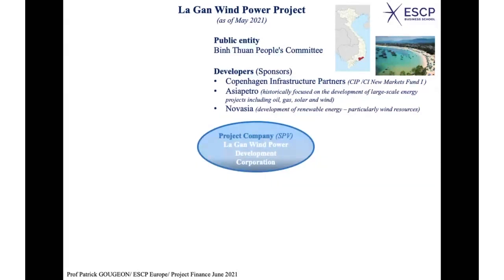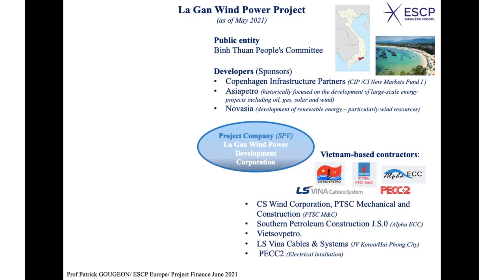Copenhagen Infrastructure Partners are investors specialized in this type of project. And Asia Petro and Novasia are more technical companies, with an expertise in, let's say, the technological aspect of the project. So now, indeed, some Vietnam-based contractors will be used, and here you have the list. Also with certain expertise in specific fields which are necessary for the development of the project.